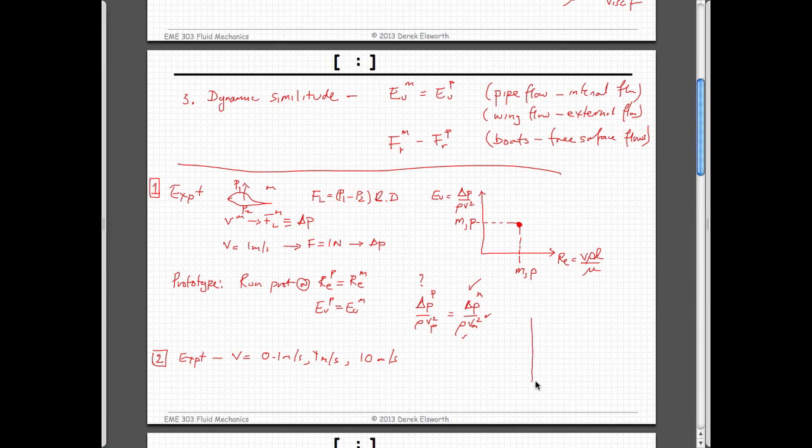So we'd have the same Reynolds number plot versus Euler number, and we'd run it at 0.1 meters a second, 1 meter a second, and 10 meters a second. So we'd have a whole bunch of results. We'd measure the forces on the wing at these different magnitudes. We'd have these 3 points.